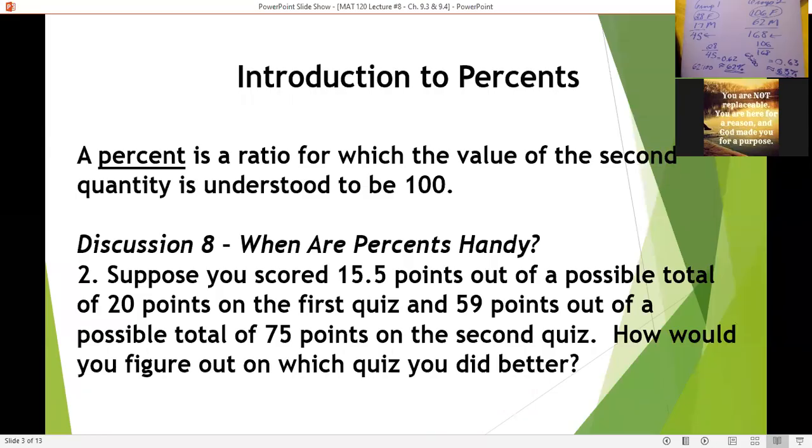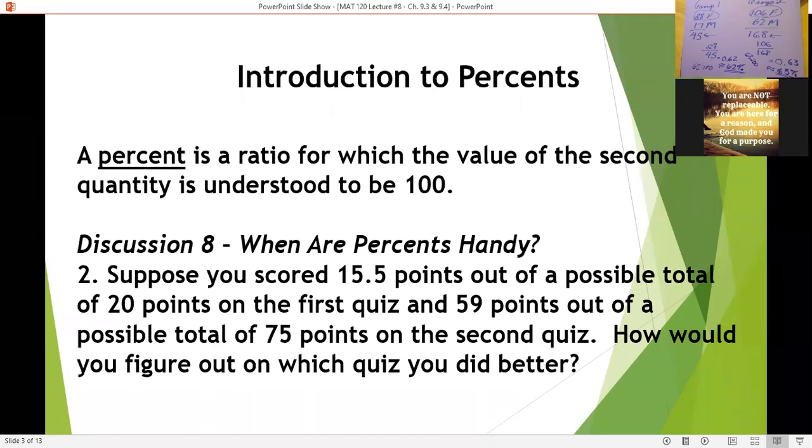Here we have another case. Suppose you scored 15.5 points out of a possible total of 20 points on the first quiz. And then you had 59 points out of a possible total of 75 points on the second quiz. How would you figure out on which quiz you did better?